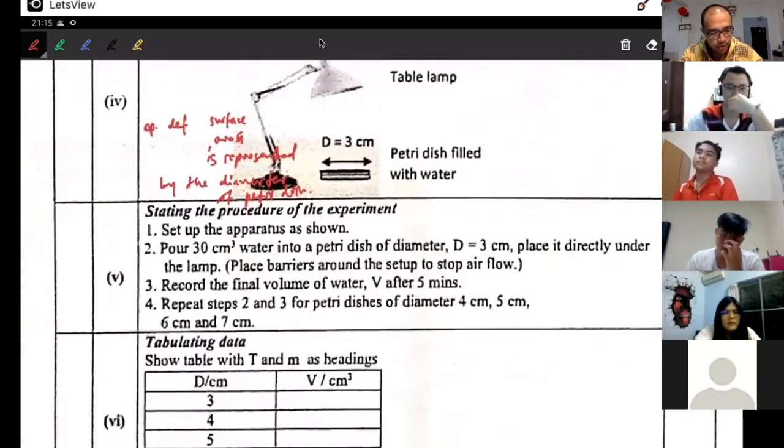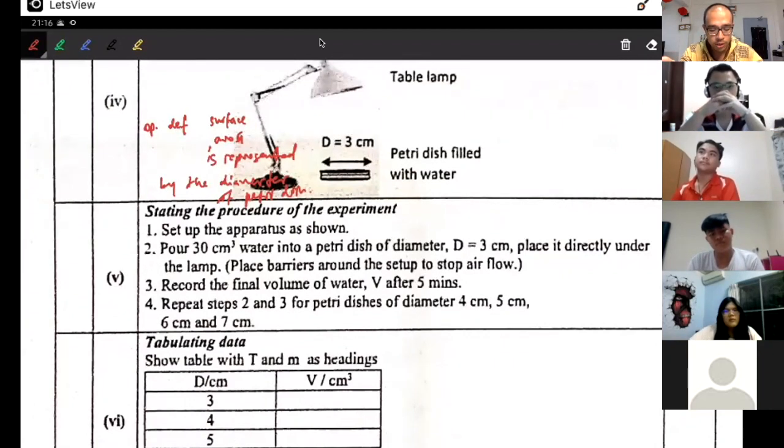So set up the apparatus as shown. Pour 30 cm cube of water into a petri dish of diameter 3 cm. Place it directly under the lamp. Record the final volume, so the time is what you fix. So you just want to know how much water is left. I think that makes more sense.